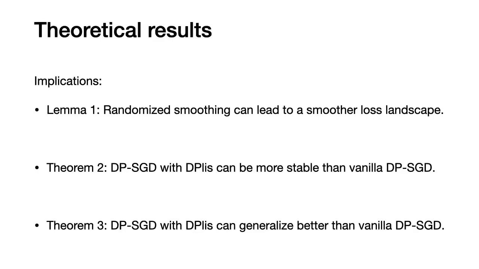Well, previously we have built up some intuitions about how smoothing might help. In this work, we also support the benefits from DPlis theoretically. Due to the time constraint, I include here only a summary of implications. Our results are basically threefold. First, we show that randomized smoothing can indeed lead to a smoother loss landscape.